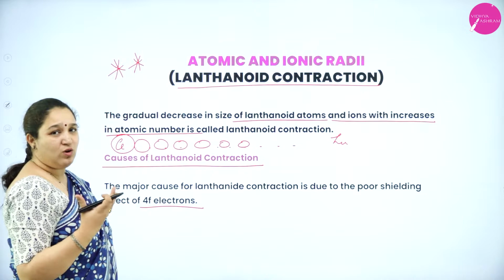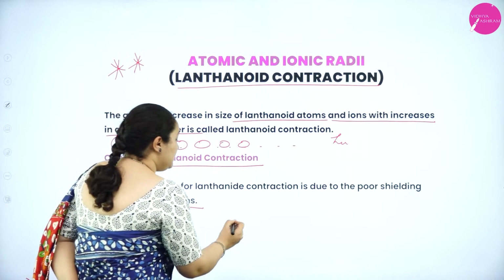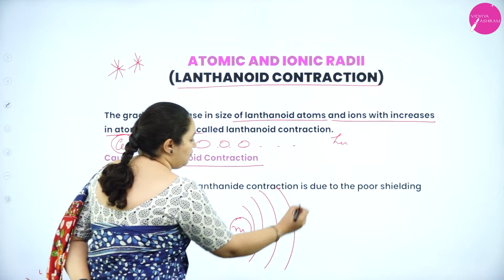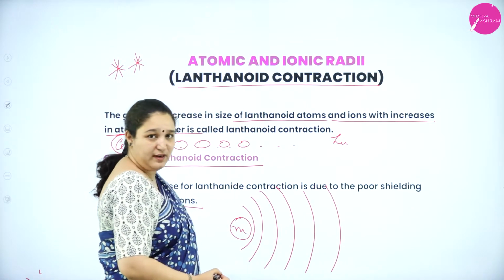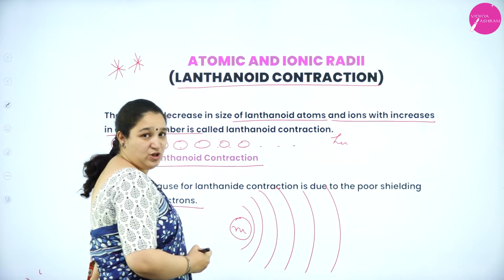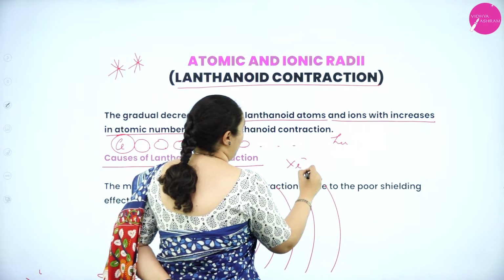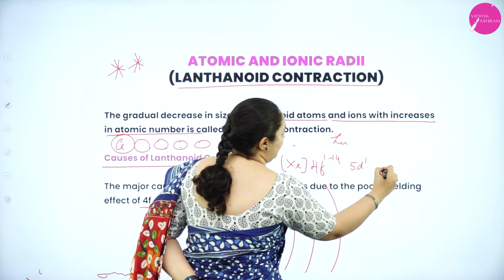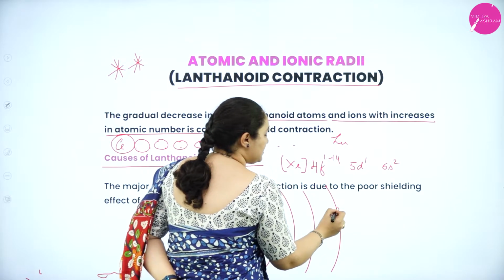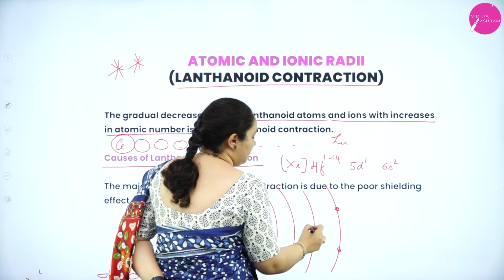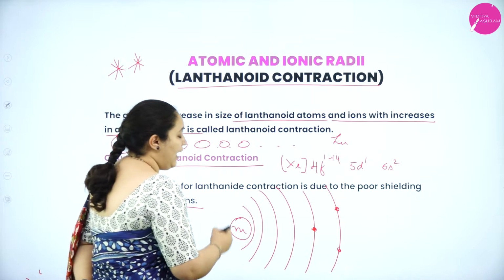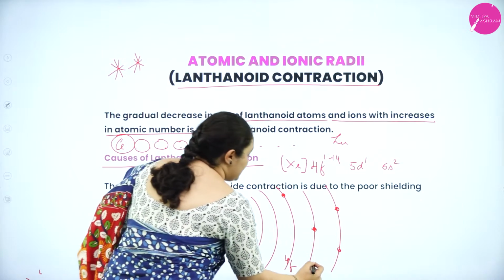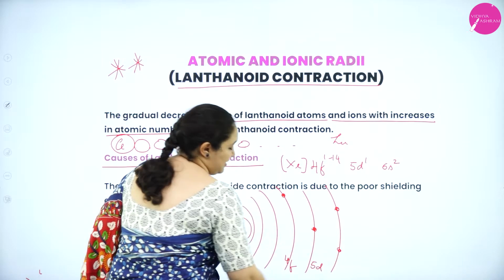So if you see the electronic configuration, this is the nucleus. I have the first shell, second shell, third, fourth, fifth, sixth. Correct? What is the general electronic configuration? It is xenon 4f1 to 14, 5d1, 6s2. So in the sixth shell we have 2 electrons, and in the fifth shell there is 1 electron, and now the electrons are getting filled up in the 4f. This is 5d and this is 6s.